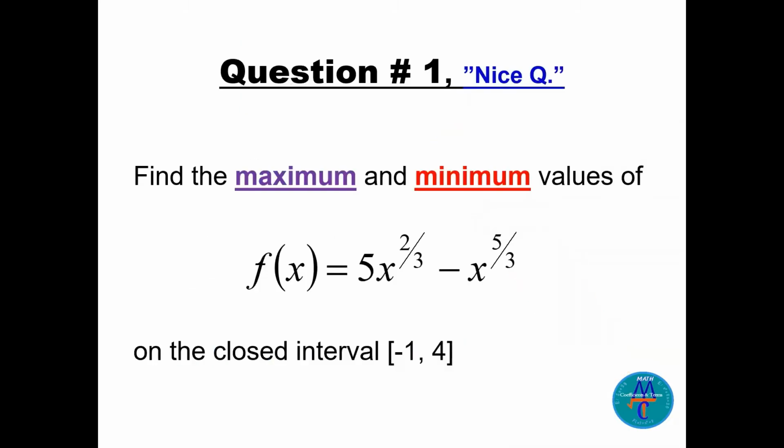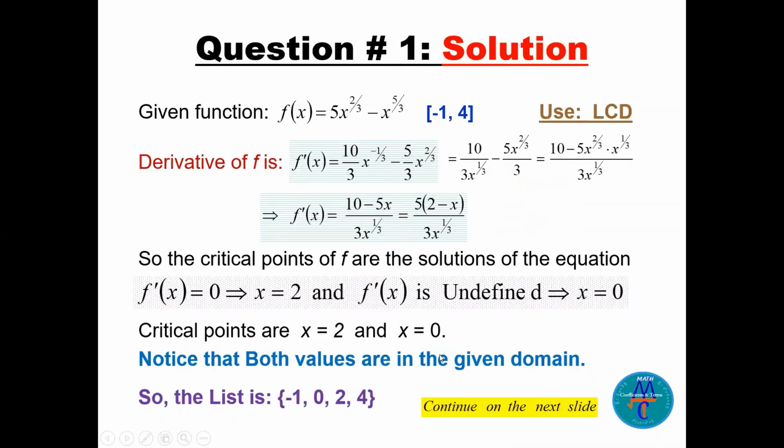Question number 1: find the maximum and minimum values of the function 5 times x to the power 2 over 3 minus x to the power 5 over 3 on the closed interval from minus 1 to 4. So we have to check all the values in this interval. We start as usual with the derivative of the function.